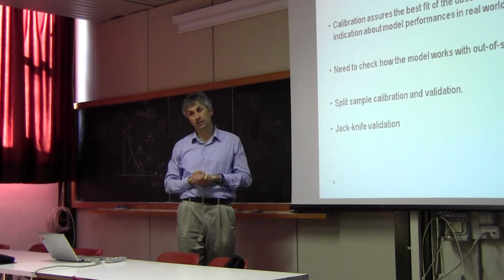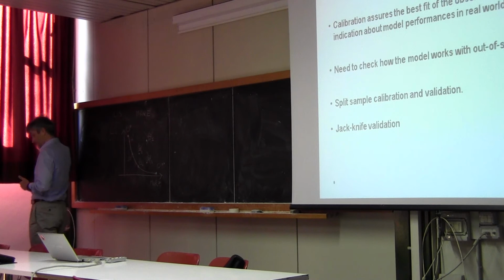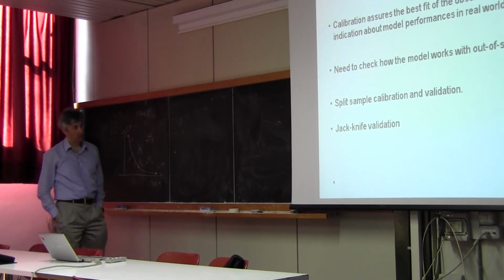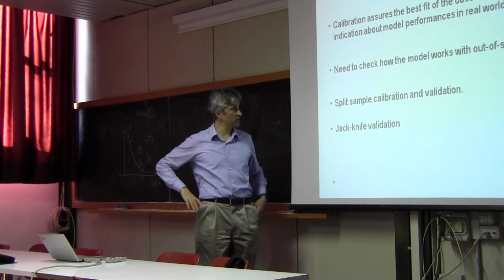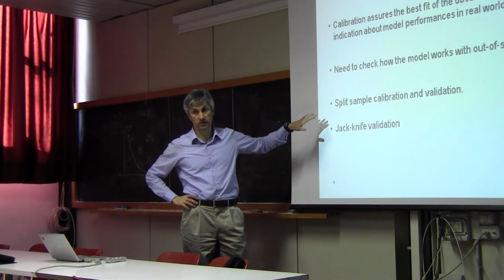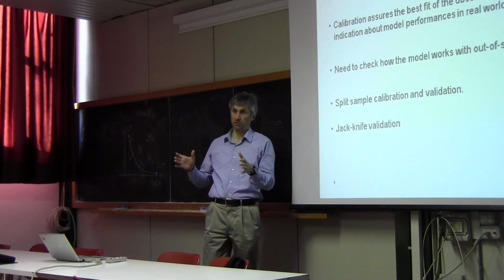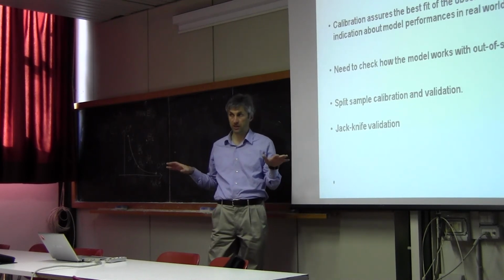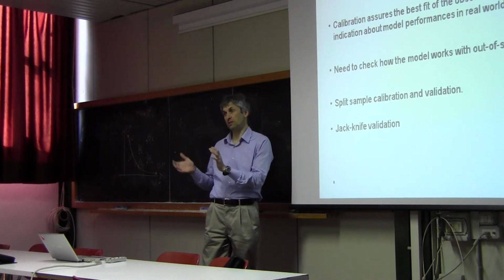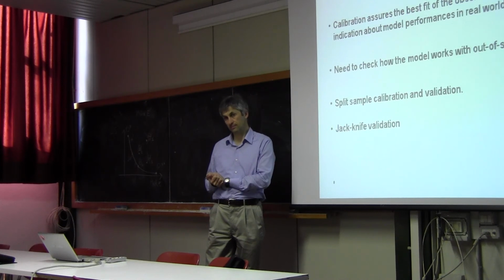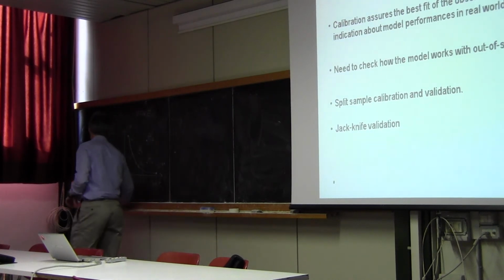And there are different alternatives for doing so. The first obvious alternative is what is called split sample calibration and validation. Split sample means that you get a sample of data and you split it into parts. The first part is used for calibration. The second part can be used to check how the model works in the real world. Let me try to be more explicit.